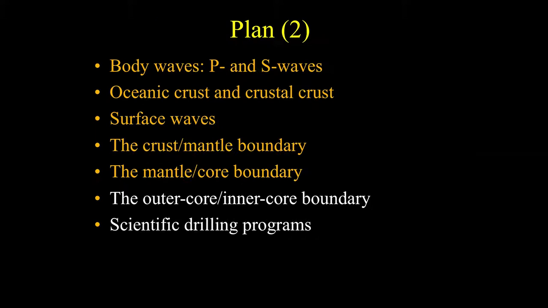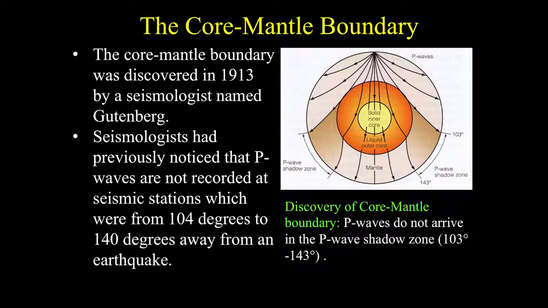Let's talk about the mantle core boundary. The mantle core boundary was discovered in 1913 by a seismologist named Gutenberg. Seismologists had previously noticed that P waves were not recorded at seismic stations which were from 104 degrees to 140 degrees away from an earthquake. This picture shows the discovery of the mantle core boundary, where P waves do not arrive in the P wave shadow zone.